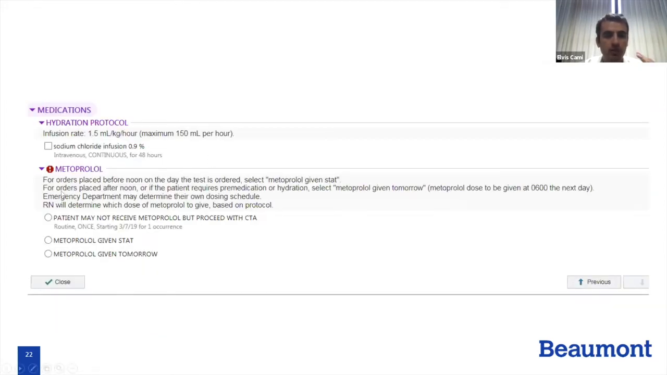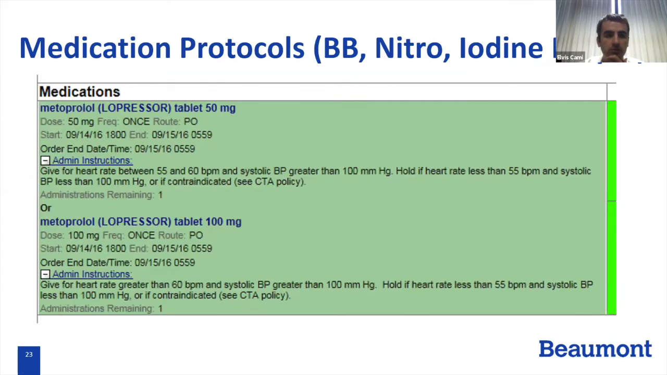Whoever orders it has to pick a dose about beta blockers. And the beta blockers are essentially given based on an order set. Typically, it starts with either 50 or 100, and then based on the heart rate after that. So this is just some directions about what to do with the beta blockers.